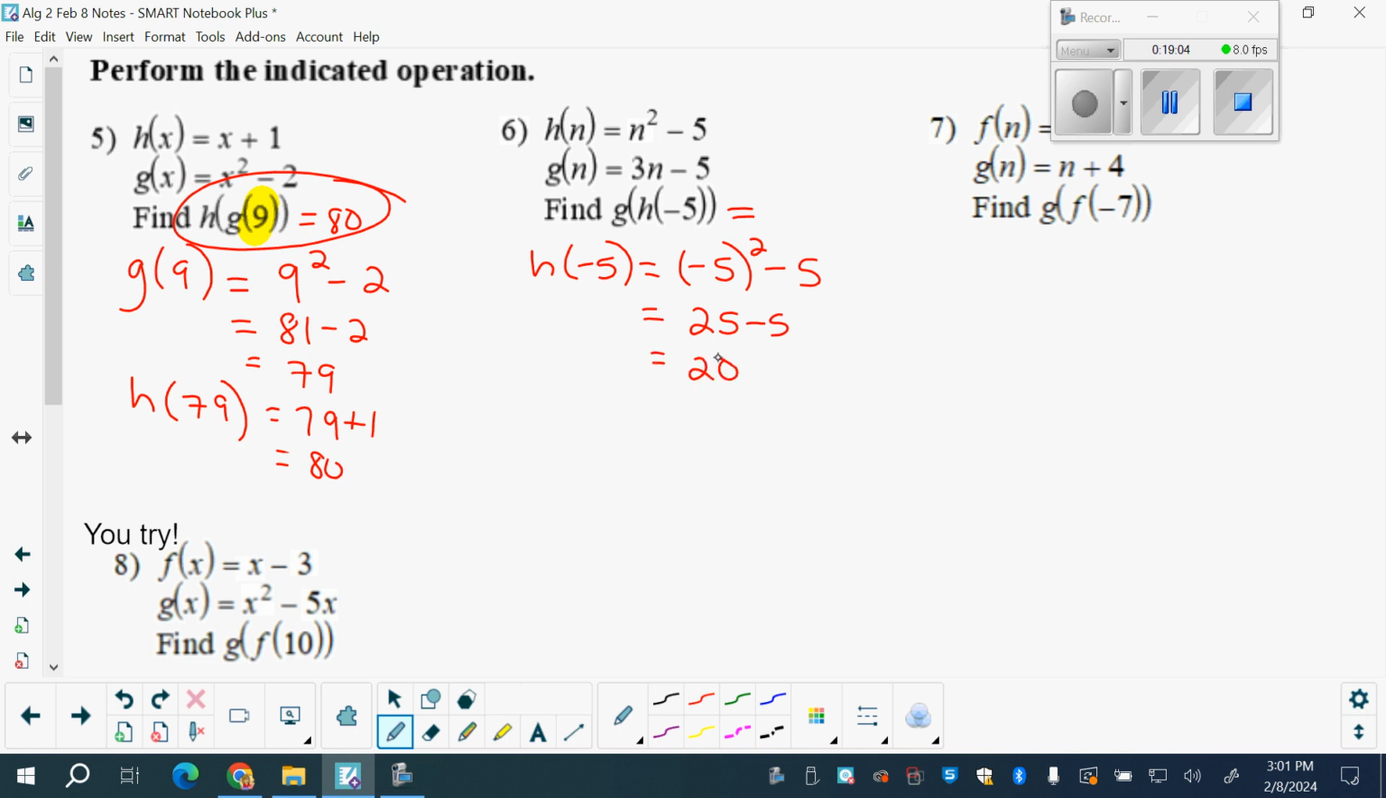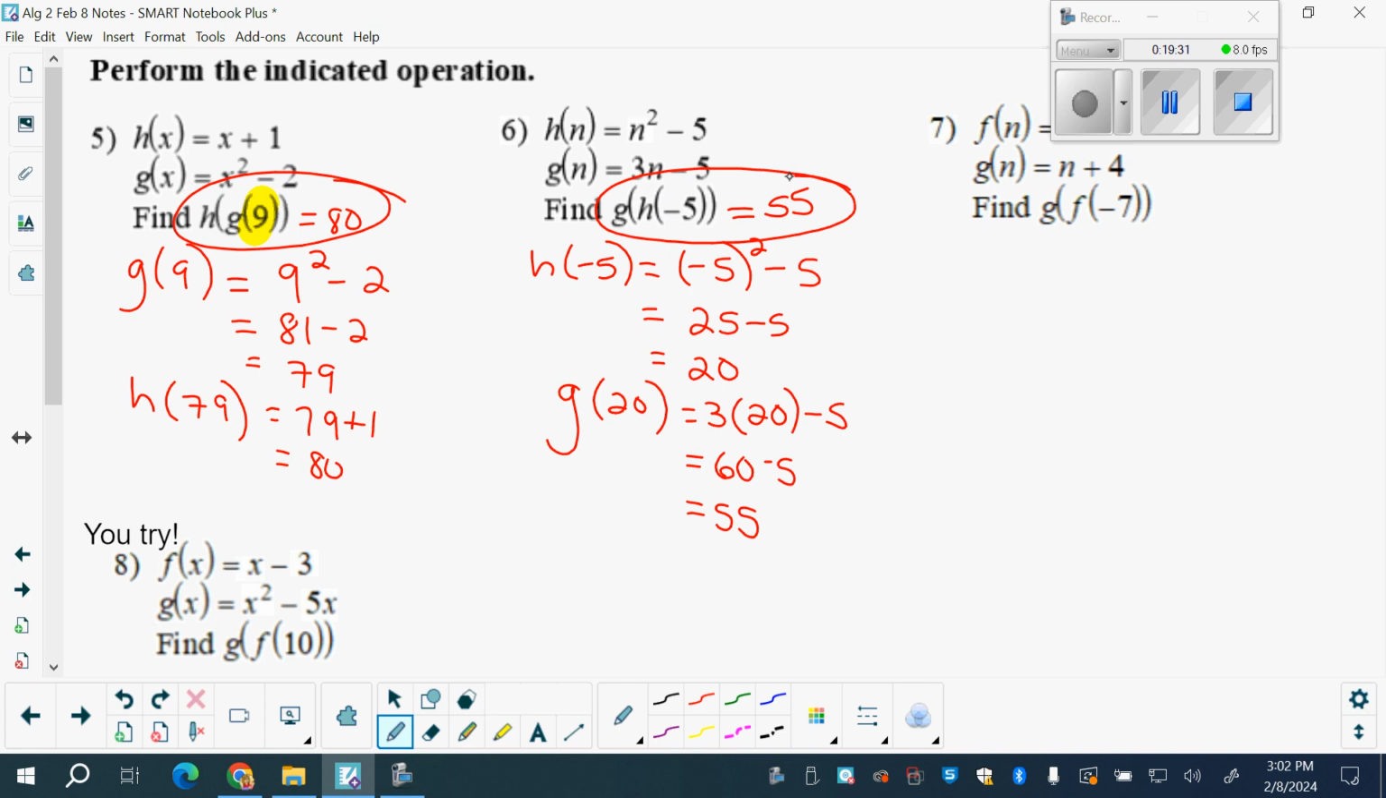What do I do with the 20? We're going to put it in the g function. So I replace this with the 20. So it's g of 20, and that's going to be 3 times 20 minus 5, and my answer is 55. Are you okay with just those 2 examples instead of doing the last one? Okay.